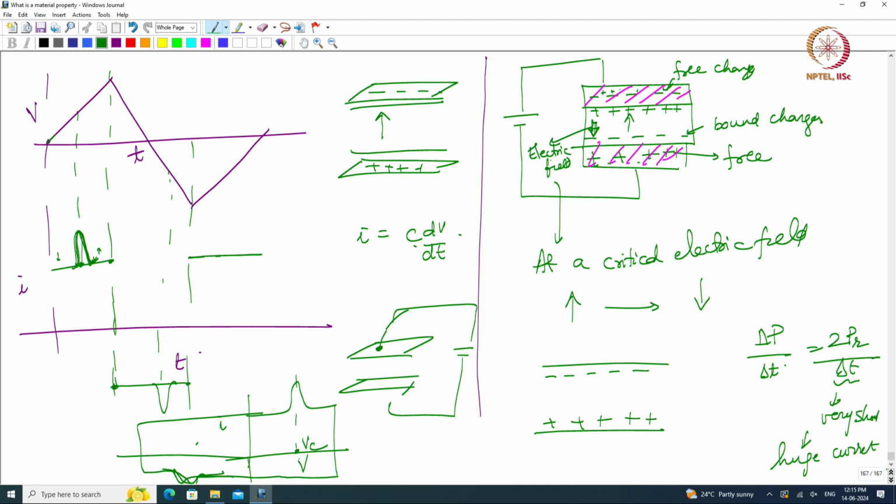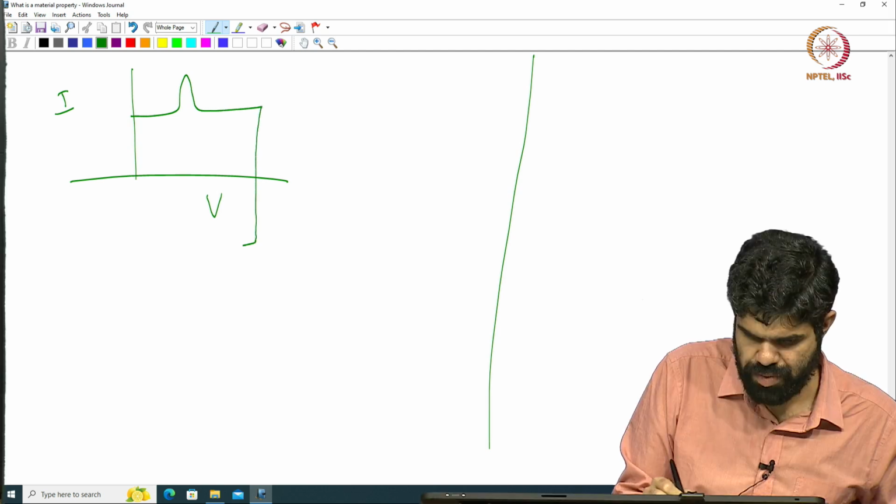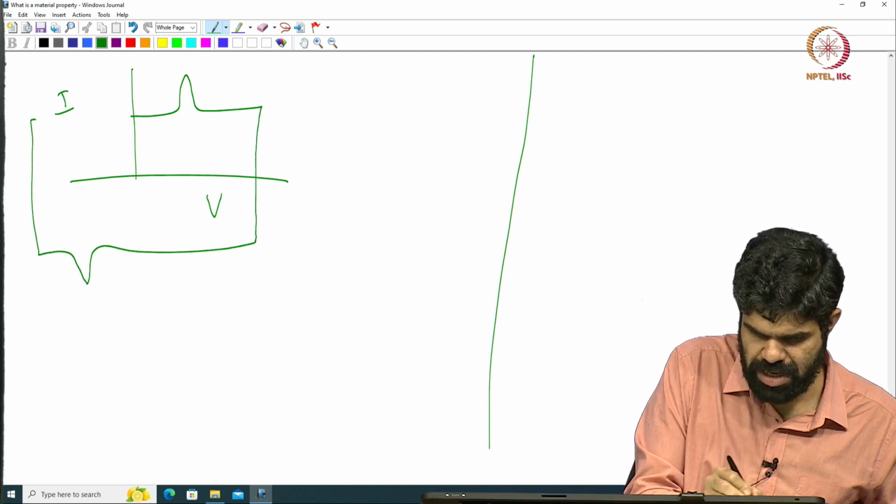So, I do not have the page. There is a negative coercive voltage here, minus V c. Anyway, I have I versus V which is like this. I have to draw it again.